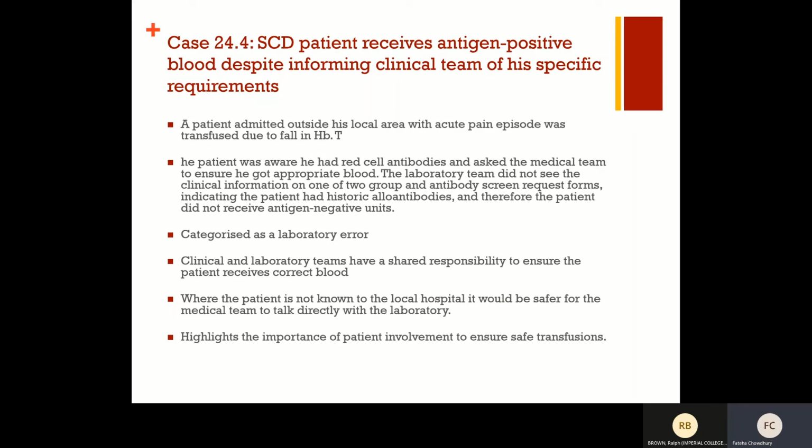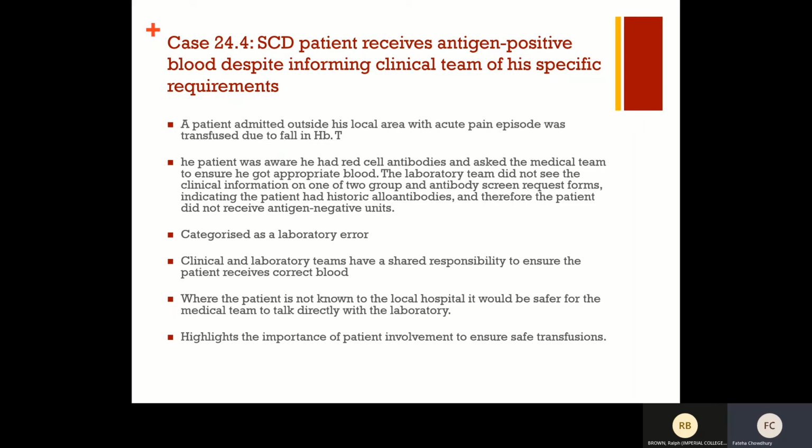So case 24.4 was of a patient who was admitted outside his local area with an acute pain crisis and transfused because he dropped his hemoglobin. The patient was aware he'd had red cell antibodies and asked the medical team to ensure that he got the appropriate blood. The laboratory team did not see the clinical information on one of two group and antibody screen requests, indicating that the patient had historic alloantibodies, and therefore the patient did not receive antigen-negative units.